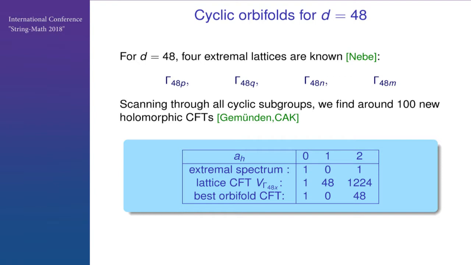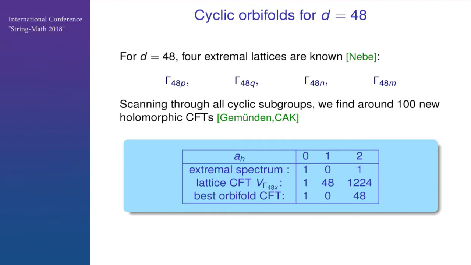Now the question is, should we be happy about that? Is that a good result or not? Well, it depends a bit on how optimistic or how pessimistic you are. If you're optimistic, then you can compare it to the unorbifolded lattice vertex operator algebra, in which case we have 48 states of weight 1, and we have 1224 states of weight 2. So these are simply the free boson descendants.